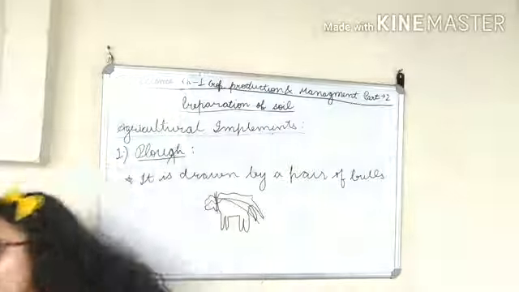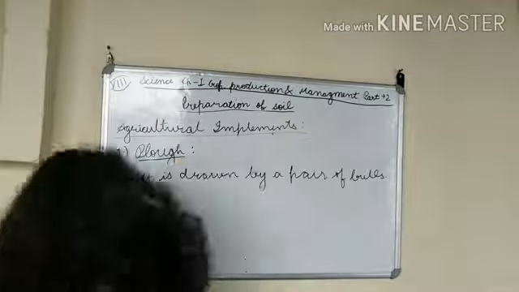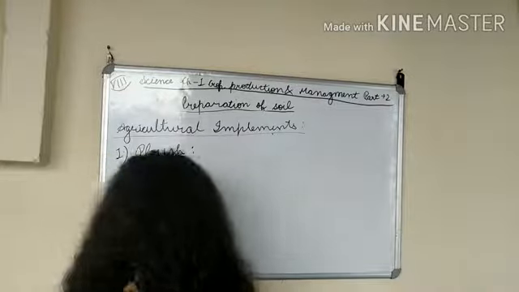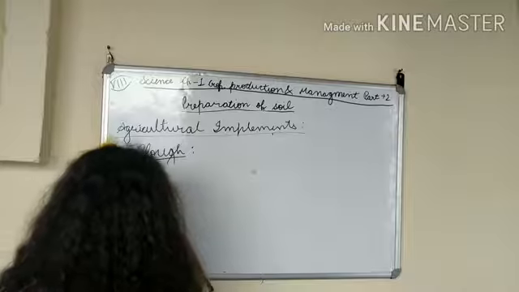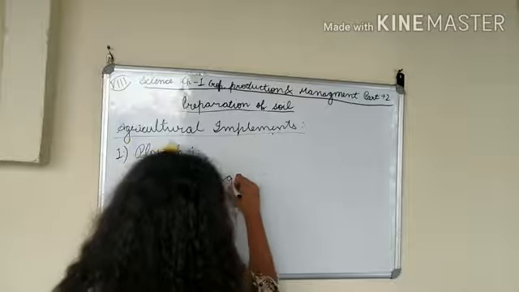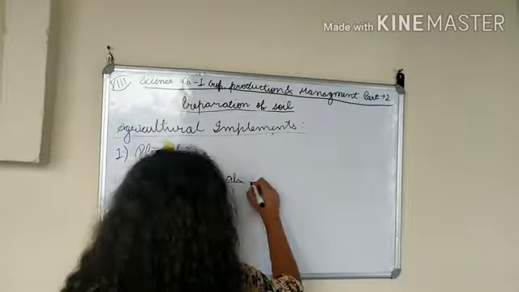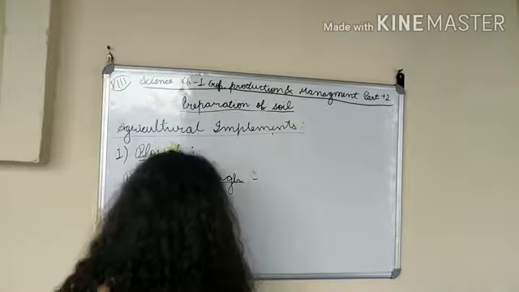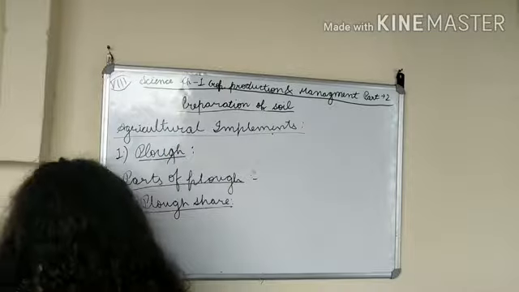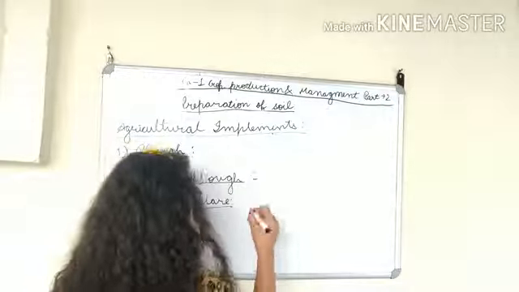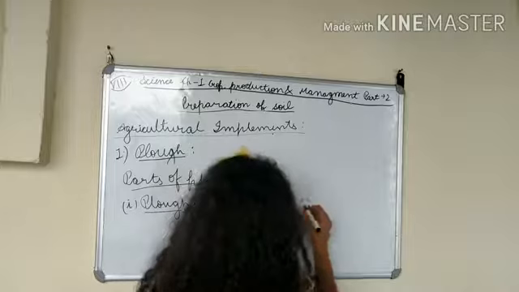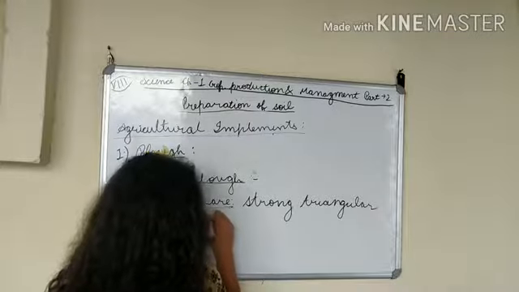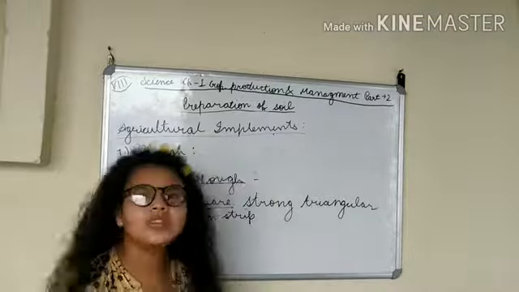Now let's talk about the parts of plow. Our first part of the plow is plow share. Now, what does plow share mean? Plow share is a strong triangular iron strip.